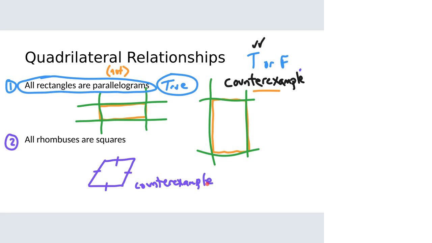And I can definitively say that this statement is false. All rhombuses are squares? No, they're not. Look at this one right here. That's a rhombus, it's not a square, so that statement is false. Do you have any questions about either of those before I have you try a couple?